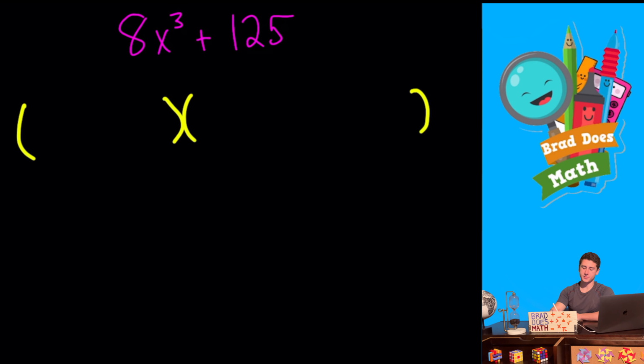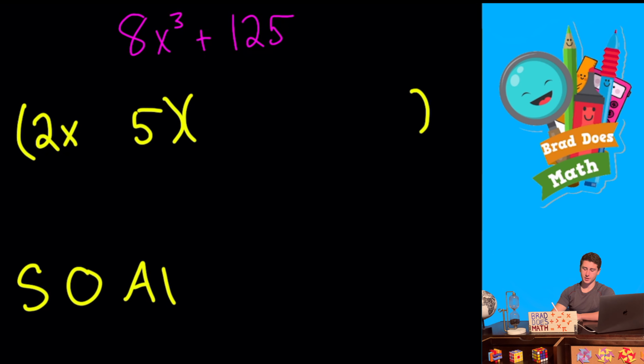What times itself gives us 8? 3 2's will give us 8. And x times x times x will give us x cubed. So the cube root of this guy, we just put right here. And the cube root of this guy, well, 5 times 5 times 5 gives us 125. Put right there. Same, opposite, always positive.